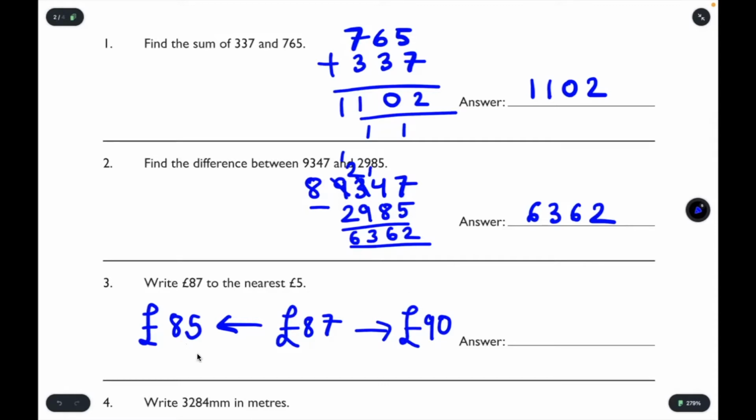And if we look at the difference between 85 and 87, that's a £2 difference. Whereas if we look from £87 to £90, well, that's a £3 difference. So which multiple of 5 are we closer to? We are closer to the £85 because that's only £2 away rather than £90, which is £3 away. So therefore, £87 to the nearest £5 is going to be £85.